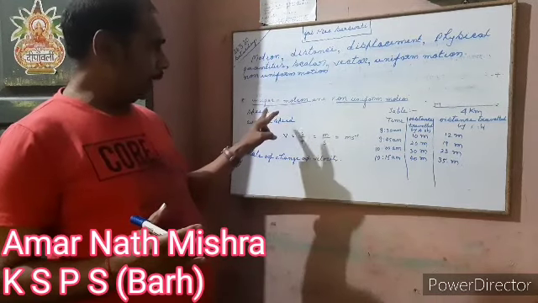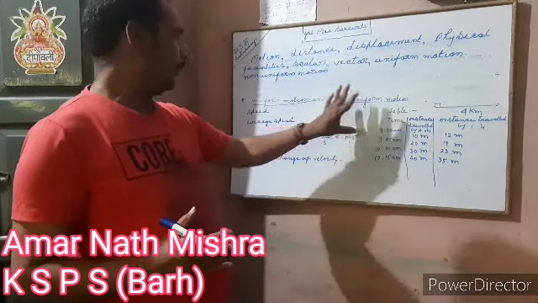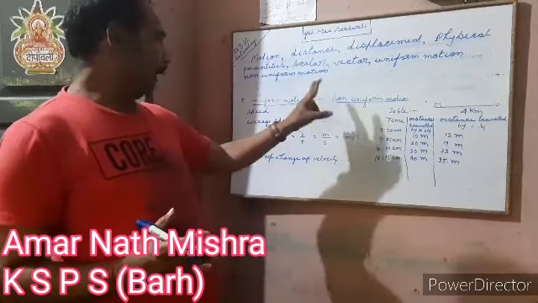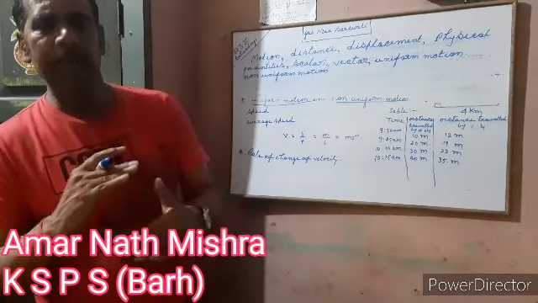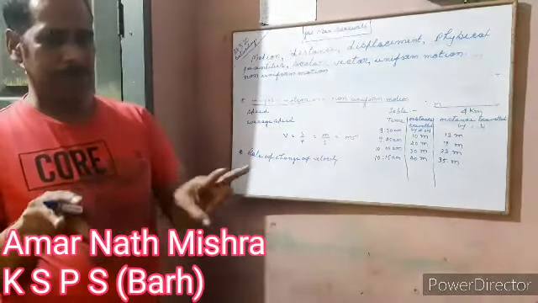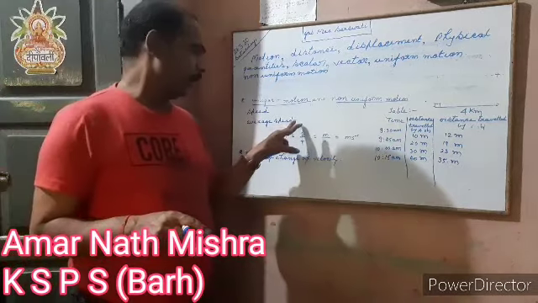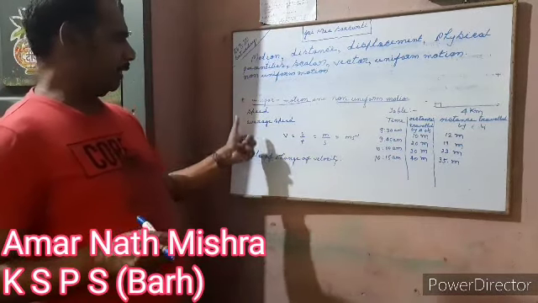So here is the definition of speed, and there is a second term, velocity. But there is a difference between speed and velocity. One is a vector quantity, another is a scalar quantity.